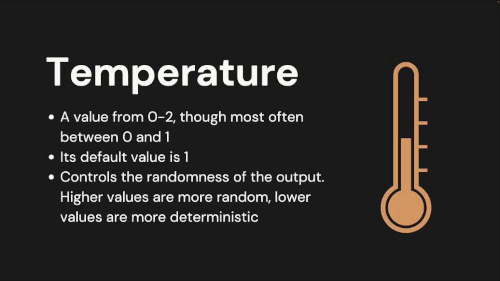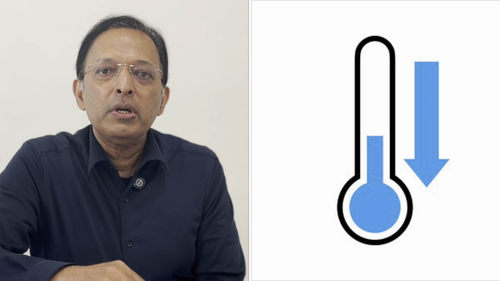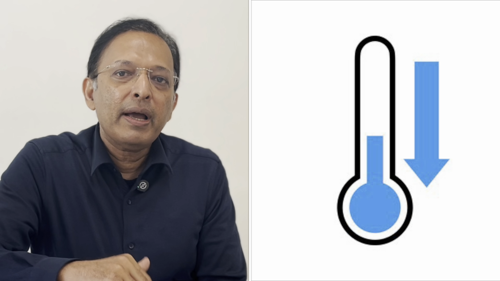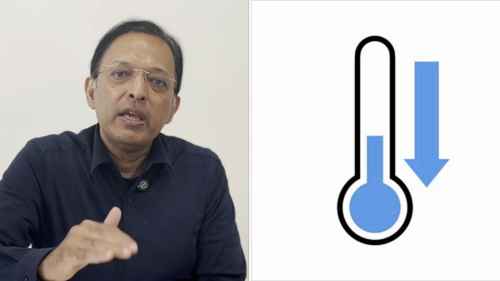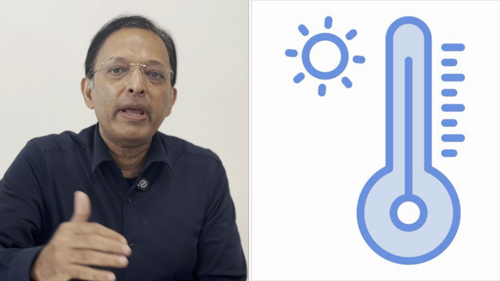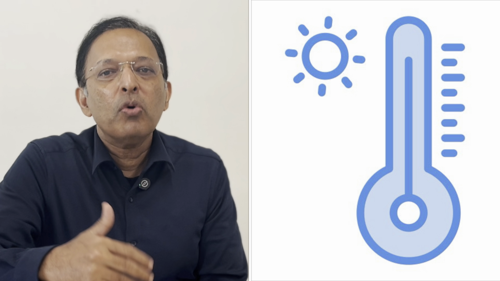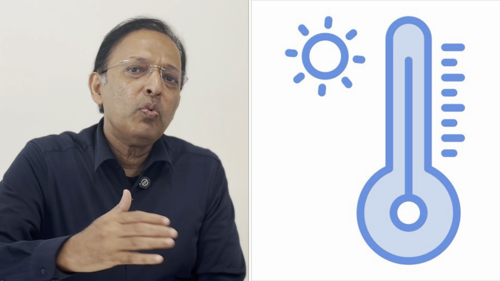I'll give you an example. When you put the temperature at low, for example 0.2, the response will be more predictable and clinical. Whereas if you put the temperature at 0.8, the response might be more varied and creative. So if you want a very creative response, which is not what you want in healthcare, then you have to put it at a higher temperature. Where you want a very specific clinical response which is accurate, then you put the temperature low.